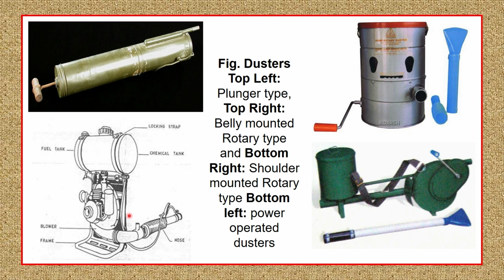In case of power duster, it comes with an engine. That engine operates the blower. The blower creates a strong stream of air, and the strong stream of air carries the particles of dust, and dust particles are directed to deposit over the plant canopy. That's how dusters are used to apply the chemical in the dry state, whereas the sprayer is used to apply the chemical in the wet state. The sprayer applies the chemical in liquid droplet form, whereas the duster applies the chemical in the form of finely disintegrated solid particles.